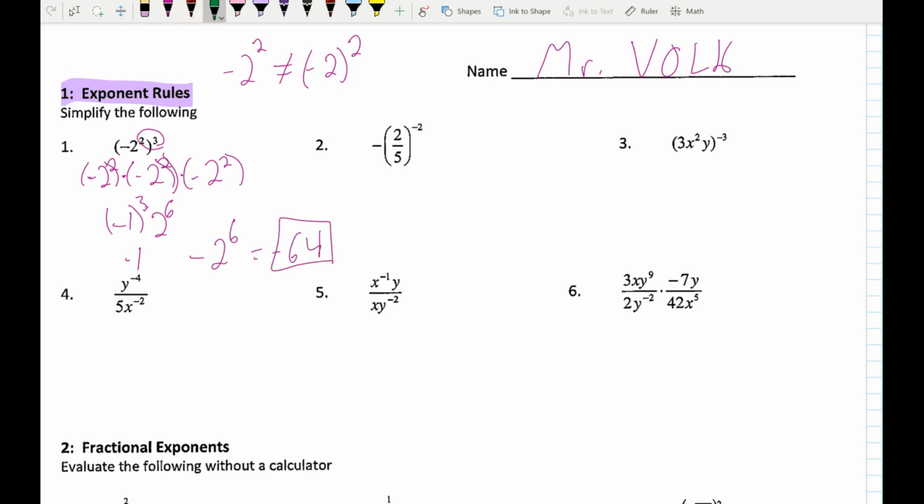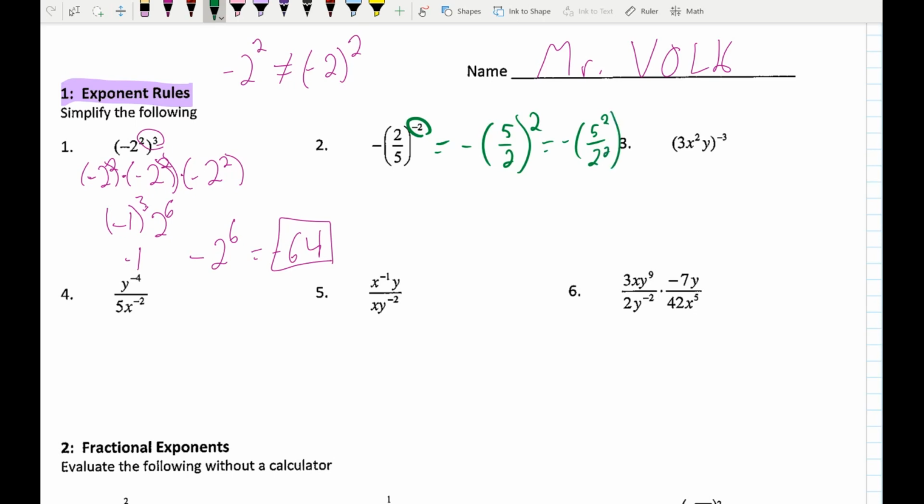The second one, I want you to notice we have a negative exponent. What negative exponents do is they flip the fraction upside down. So this is the same as saying (-5/2) to the 2nd. The next thing we're going to do is distribute that and square the top and square the bottom. So that's the same as saying (-5) squared over 2 squared.